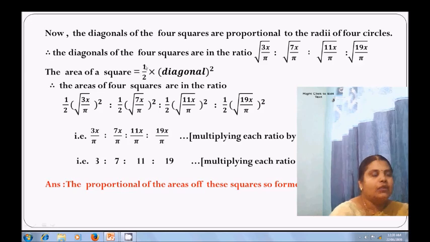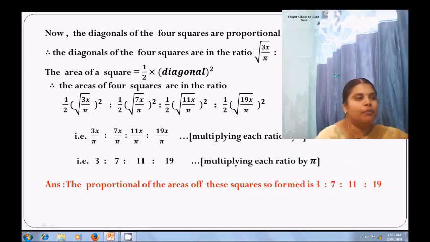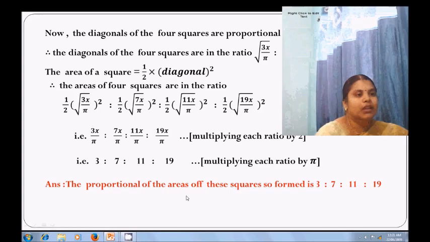The area of a square is equal to 1/2 multiplied by diagonal square. Therefore, the areas of the 4 squares are in the ratio 3x/pi : 7x/pi : 11x/pi : 19x/pi. After multiplying this result by pi/x, we get 3:7:11:19. It means that the proportion of the areas of the squares so formed is 3:7:11:19.